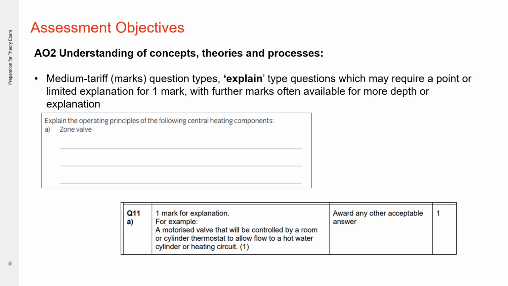In this example from plumbing, there are 3 marks, 1 for each control. Example answer identifies what it is and how it's controlled and why, which is to allow flow to a circuit.